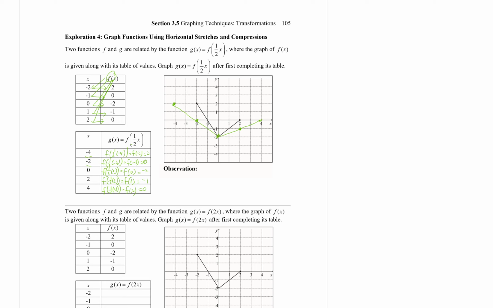What just happened? And by the way, I'm going to put the equation. This is half of x, and the original one right here, this is the original f of x. What just happened? What do you think just happened? Did it get taller? Does it actually get taller? Does it get shorter? I hope you can see it does not get taller.